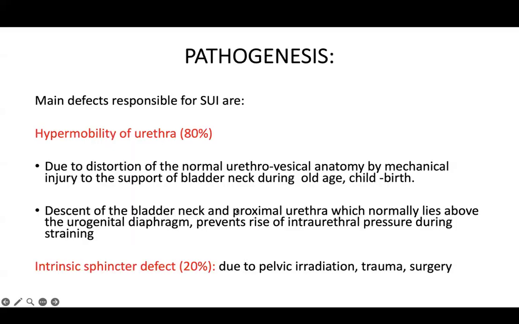The most common cause is hypermobility of the urethra. It occurs in 80% of the cases, and the other cause is intrinsic sphincter defect. Hypermobility of the urethra occurs due to distress of the normal urethral support. It mostly occurred due to injury during childbirth. And normally the bladder and urethra are intra-abdominal organs, above the urogenital diaphragm.